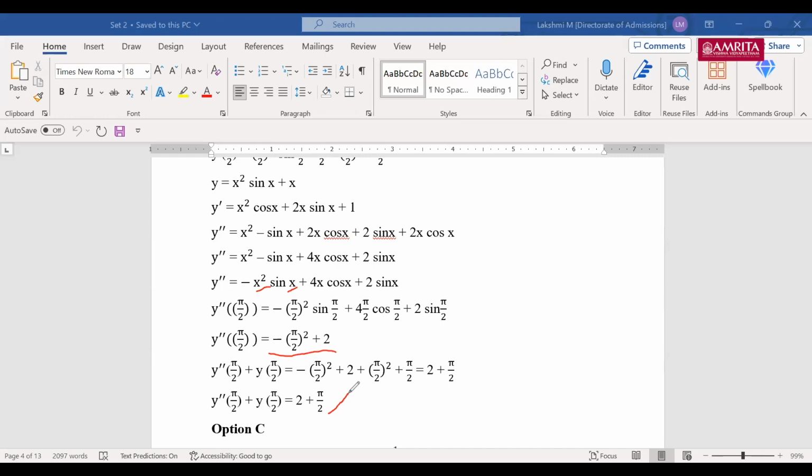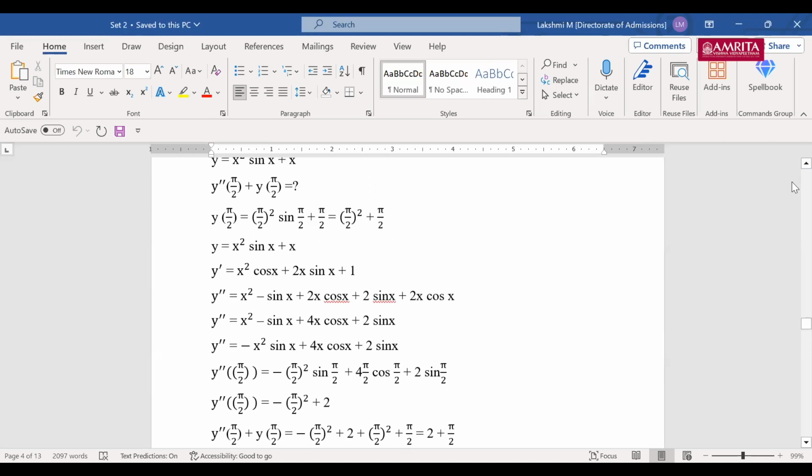I think there are a lot of students who have typed the answer as option C. It's correct. The answer for this question is option C itself. You just need to formulate whatever is given in the question into what you know. Then you have to apply the formula and you could easily solve this. I hope this question is clear.